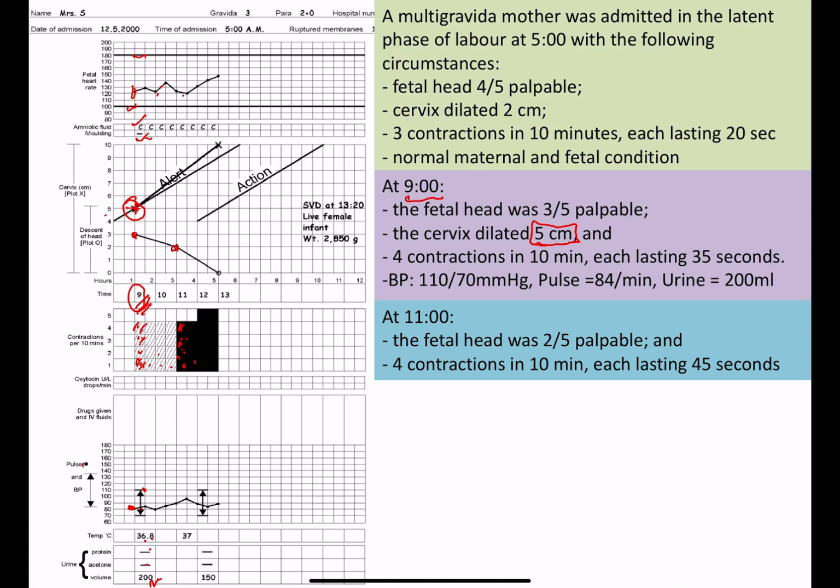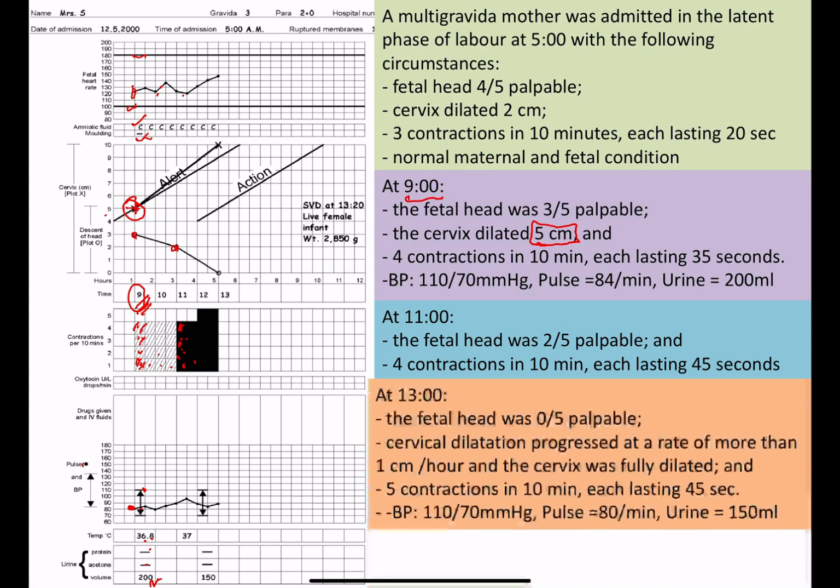Okay, and after 4 hours, from 9 to 1 p.m., again we did the second PV examination after the labor had started in the active phase. So after 4 hours at 1 p.m., you can see the cervical dilatation, like the fetal head was 0/5 palpable. That means the fetal head has already crossed the pelvic brim, right? So the baby is ready to be delivered.